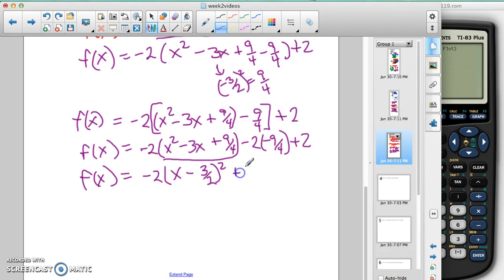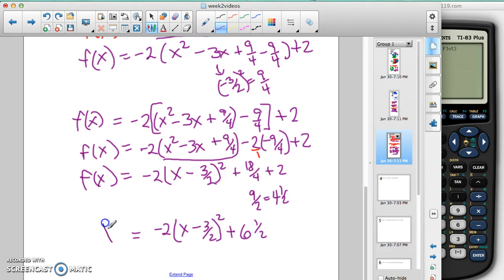So I've got positive 18 over 4, because remember, this is a whole number, so we would put it over 1 when we multiply. And then we have a positive 2 here. So this reduces to 9 over 2, which is 4.5. So we're going to get 4.5 and 2, so this is going to be positive 6.5 here, and then we're going to have this negative 2 times x minus 3 over 2 squared. So this is my function after I've completed the square.